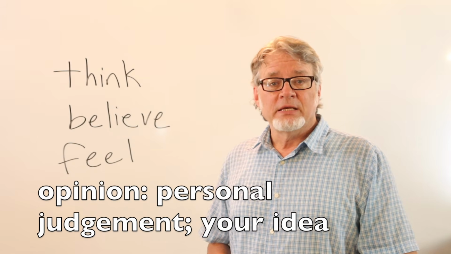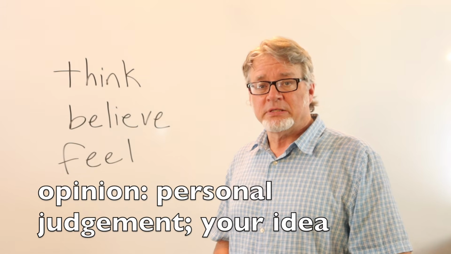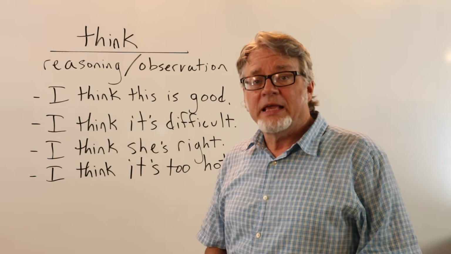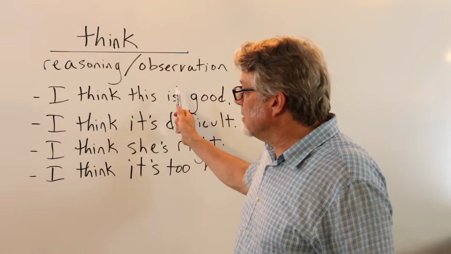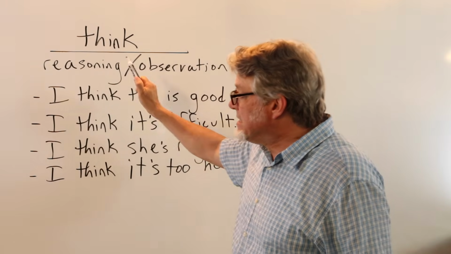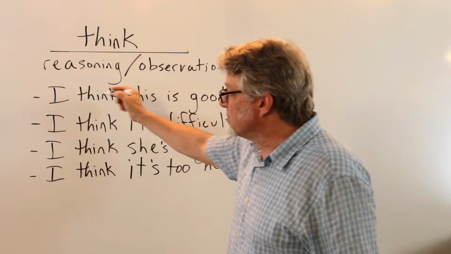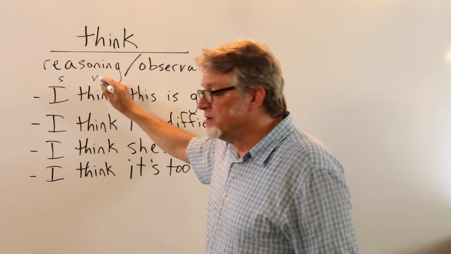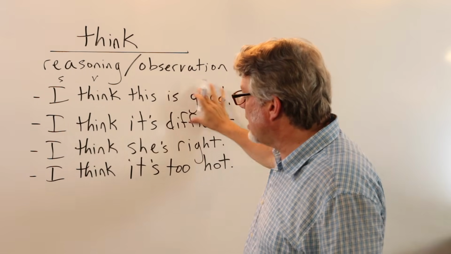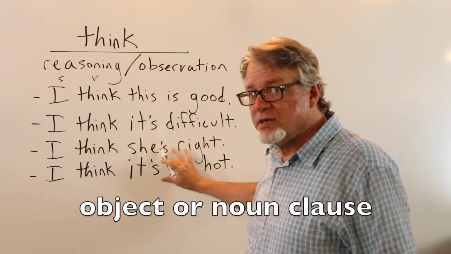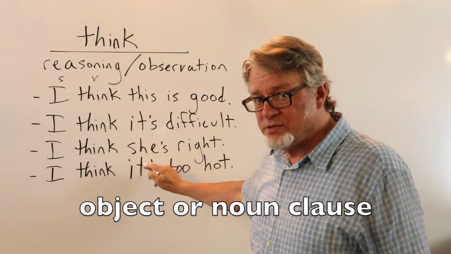An opinion is a personal judgment. It's your idea. Use think for reasoning and observation. In each of these sentences, begin with I think, and then the rest of the sentence. This is the subject, this is the verb, and this is what a person thinks. All of this is acting as an object in each sentence.